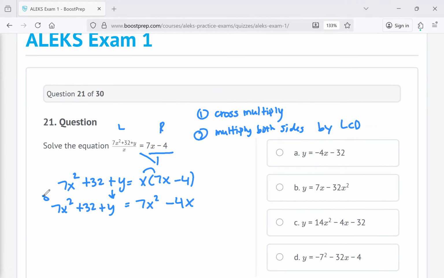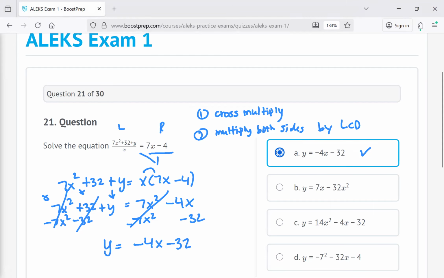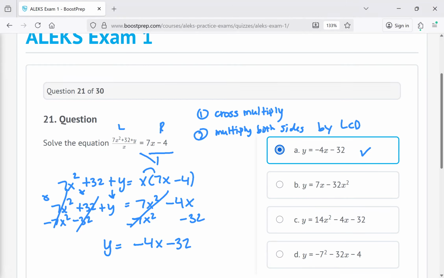That means I've got to get rid of this, and got to get rid of that. So let's start with 7x squared. How do I get rid of that? By subtracting 7x squared. And then how do I get rid of this 32? By subtracting 32. And unfortunately, you can't combine it with the negative 4x. So my final answer is going to be, so this cancels, and I'm going to put the letter first, so negative 4x minus 32. And that looks like it's letter A. Yes, letter A. Perfect.